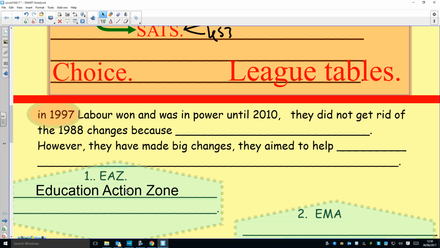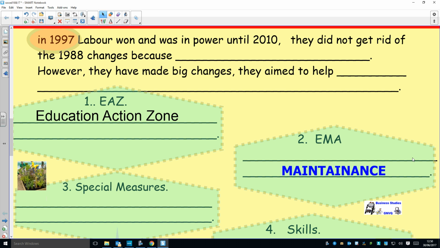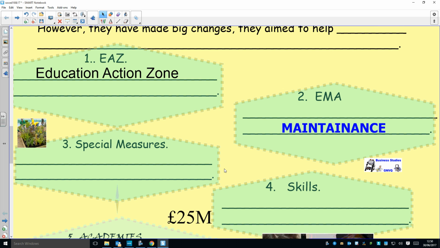You pick an area where most of the kids are working class and you shove extra money at them for extra equipment. The EMA, the Education Maintenance Allowance: kids from working class backgrounds got money to go to college post 16, up to £30 a week. They brought in special measures. When inspectors thought a school had done badly, it went into special measures and got lots of extra help, extra advice, extra money sent at it.